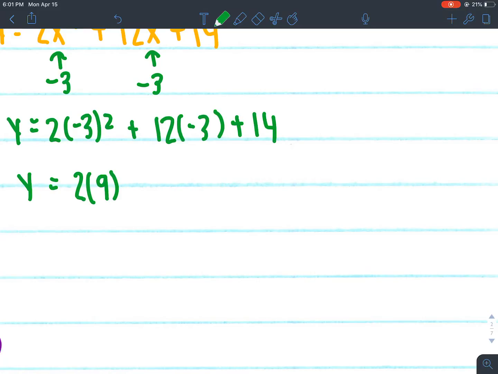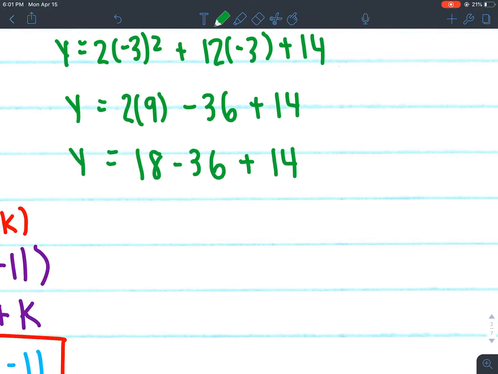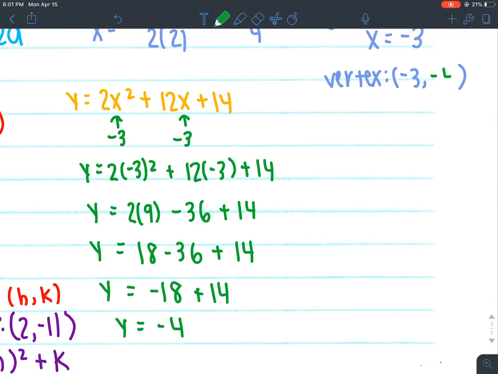Negative 3 squared is positive 9. 12 times negative 3 is negative 36, and then that's just plus 14. Y equals 18 minus 36 plus 14. And then 18 minus 36 is negative 18 plus 14. And then y equals negative 4. So that means that in our vertex, we have negative 3, negative 4. That's our vertex.